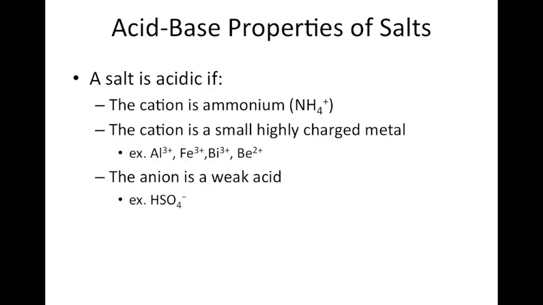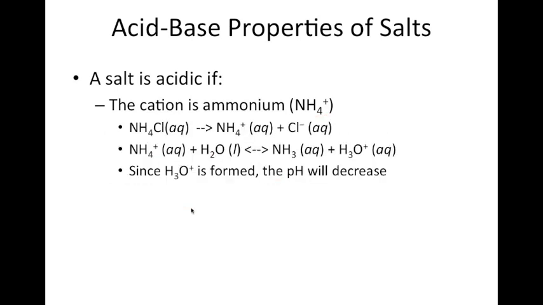So let's start by looking at what makes a salt acidic. There are essentially three different conditions that can do that. If the salt has the ammonium ion as its cation, then it can be acidic. If the salt has a cation that is small and highly charged, such as these, it can lower the pH of the solution. Or if it has an anion that can act as a weak acid, like the bisulfate ion. So let's look at each of these individually.